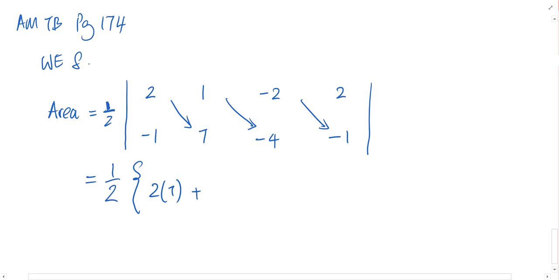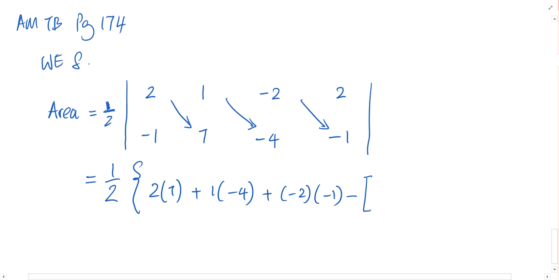Plus. What is the next one? 1, -4. Close. Plus. What is the next one? -2, -1. Okay? Have we finished all of the top left to bottom right arrows? Yes. Now you put a minus and a square bracket. So minus, square bracket.